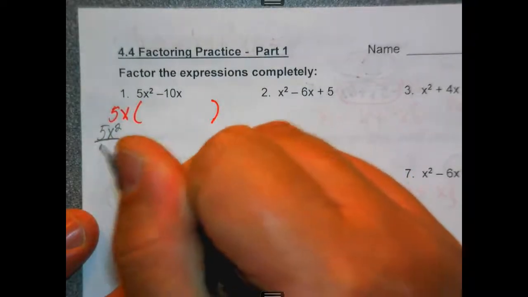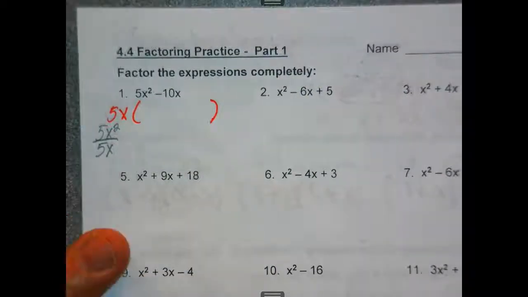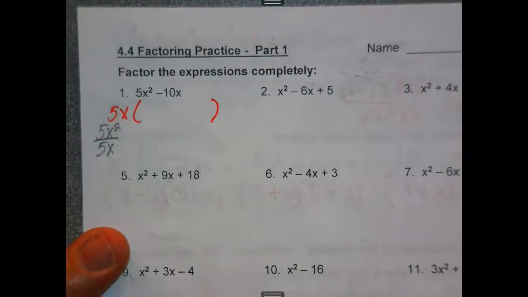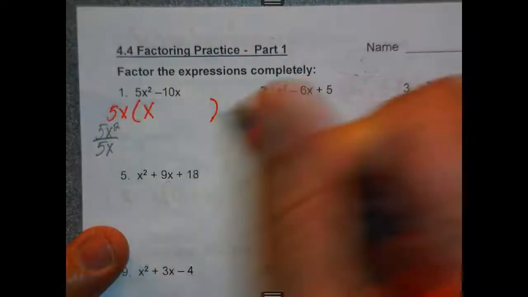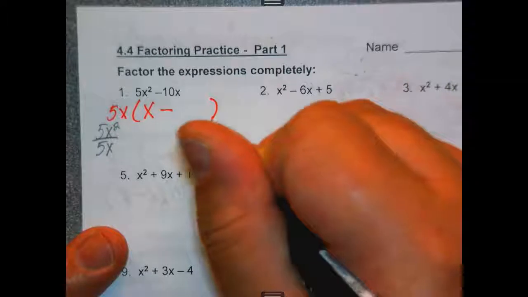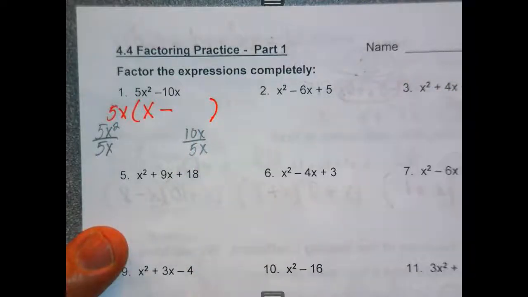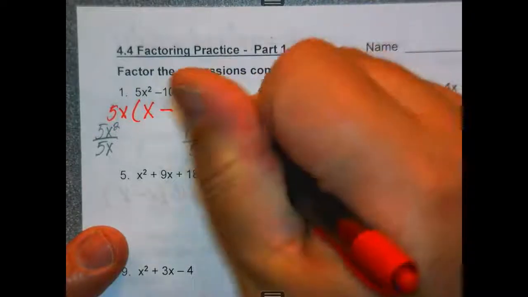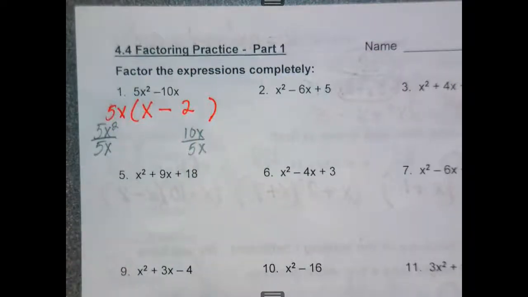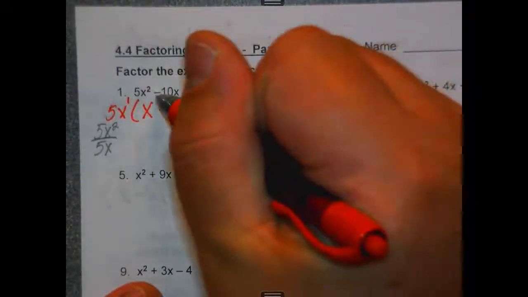5x squared divided by 5x. What's the answer? X. Okay. 10x divided by 5x. 2. I say 2. Am I done? Yes, I am, because my x has an exponent of 1.